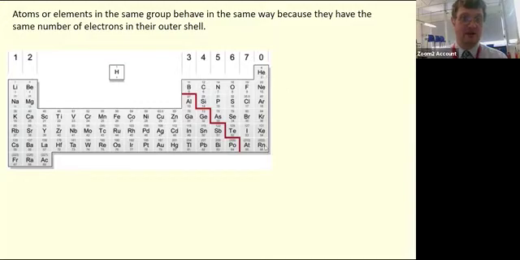And group 0, they all behave the same because they do not take part in chemical reactions because they already have a full outer shell. They don't need to go and get electrons or give electrons away to get a full shell. They've already got them, so they don't need to interact with other elements.